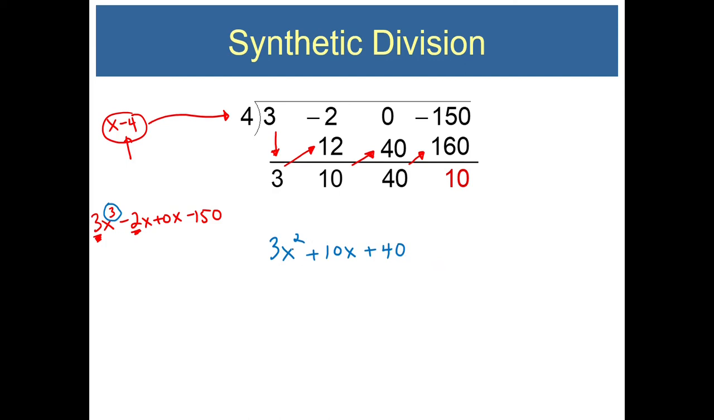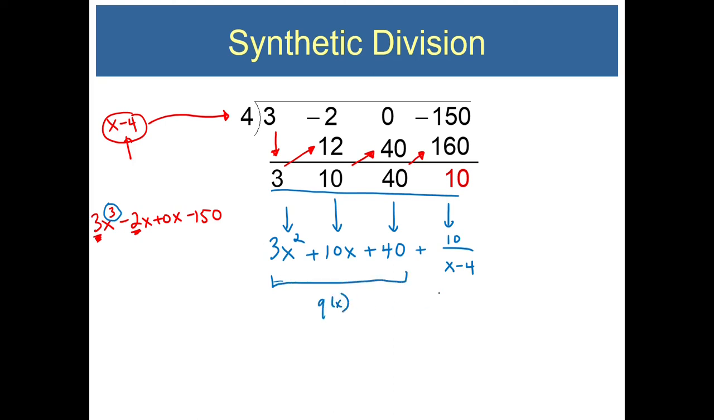And notice how the power is in decreasing order. We have a power of 2, 1, 0. So the 10 must be our remainder. So we'll add it as 10 over our divisor, which was originally x minus 4. So we're going to have to translate from synthetic division back to our standard form for a polynomial. And again, this part of it is our quotient, and this part of it is our remainder.